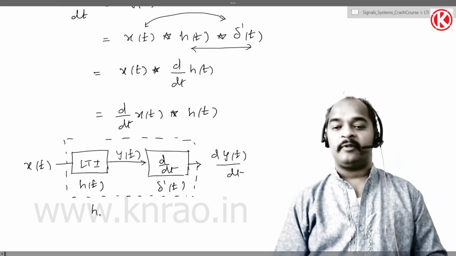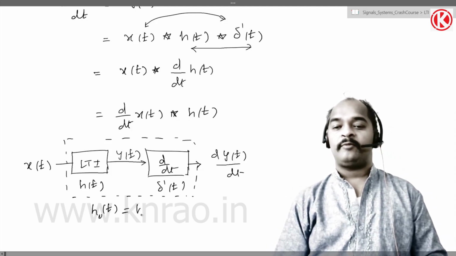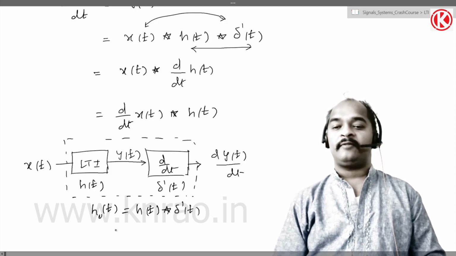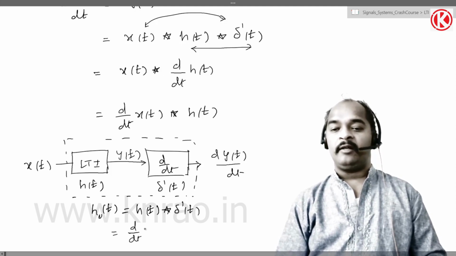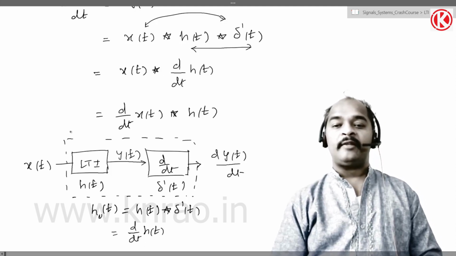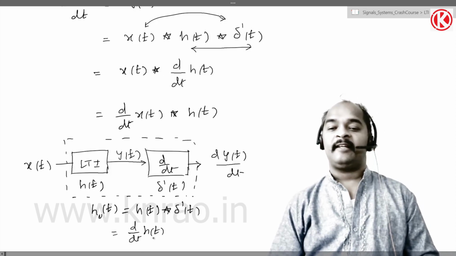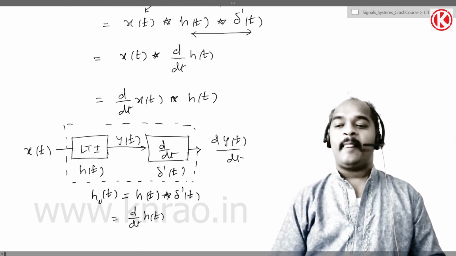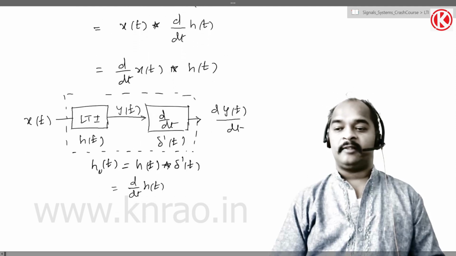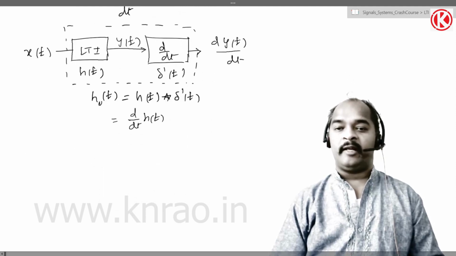Overall impulse response, let me call it h_o of t, overall. That should be equal to h of t convolved with delta dash of t, and again we know that that is nothing but d by dt of h of t. So the overall impulse response of this cascaded system would be d by dt of h of t, which is the derivative of the impulse response of the system. So we will take a small example here where we can use the property of differentiation.